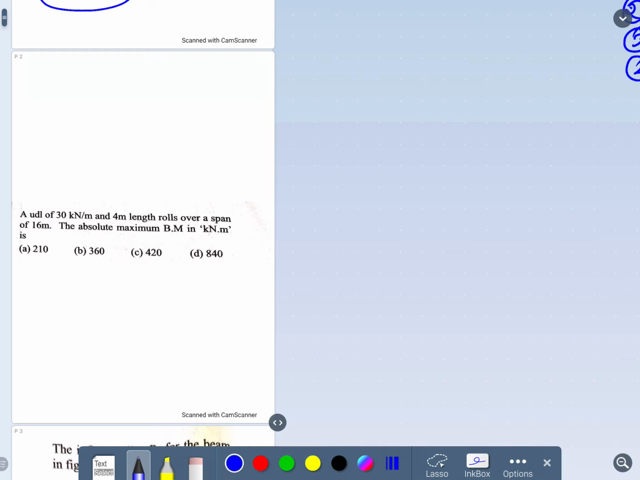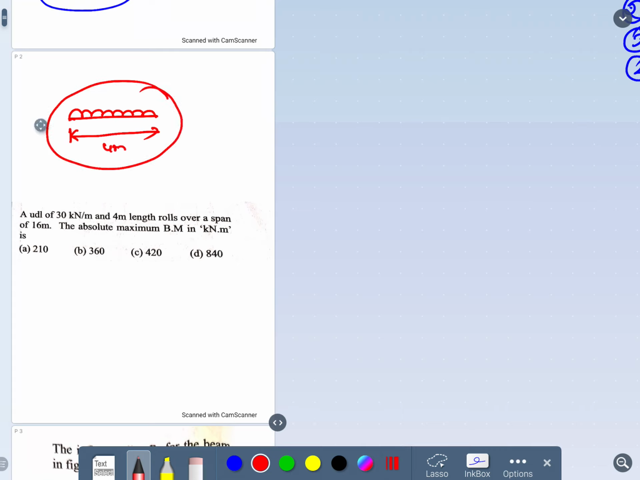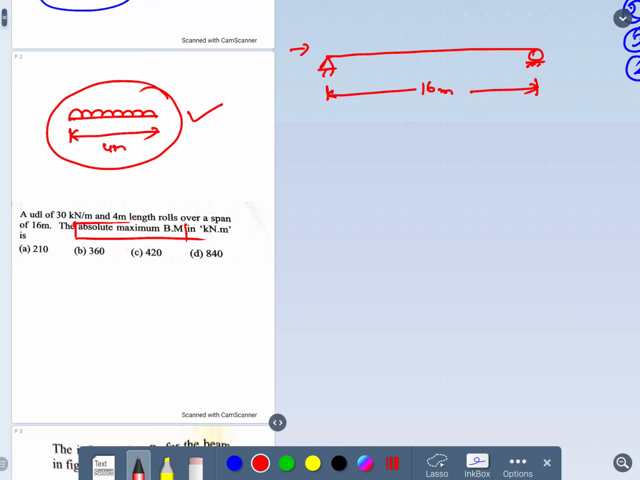Yeah, very interesting question. A uniformly distributed load of 30 kilonewton per meter and 4 meter length. That is, in the question they are telling there is one uniformly distributed load of length 4 meters rolls over the span of 16 meter. So this load is rolling over the span of 16 meter. So I am just taking a 16 meter span upon which this load is moving, either from left to right or right to left, and they are asking us to find the absolute maximum bending moment.